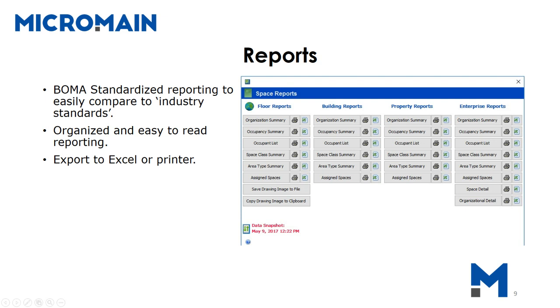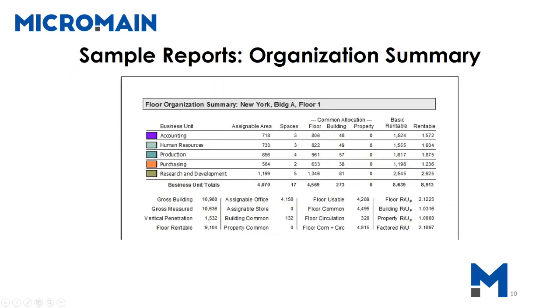And next, we're going to go through some of these reports. What you're looking at now is an organization summary. This one right here gives you the business units. It shows you the assignable area each business unit is taking up, how many spaces they're taking up on the floor. It also gives you some common allocation figures, as well as some basic rentable and usable figures.